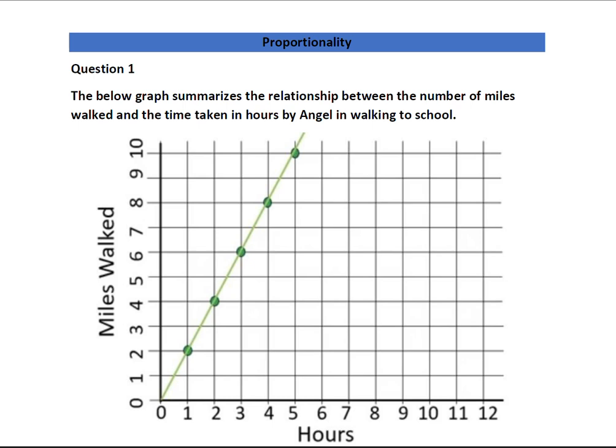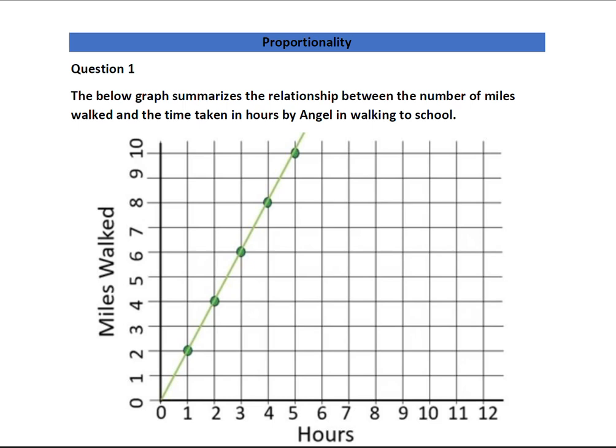In this video we'll be looking at proportionality, which is a very common topic that is done in secondary schools. The below graph summarizes the relationship between the number of miles walked and the time taken in hours by Angel in walking to school.